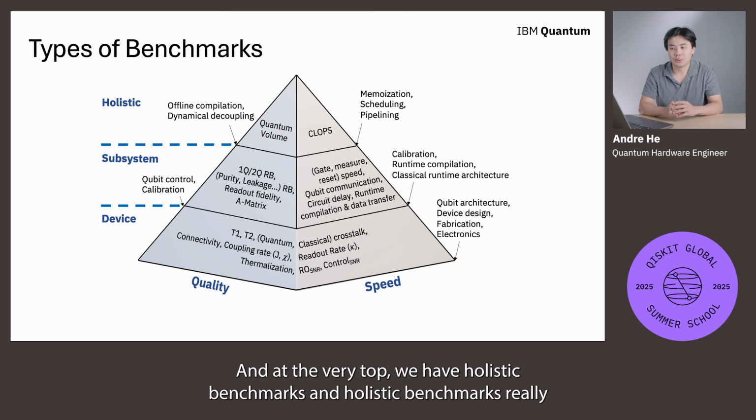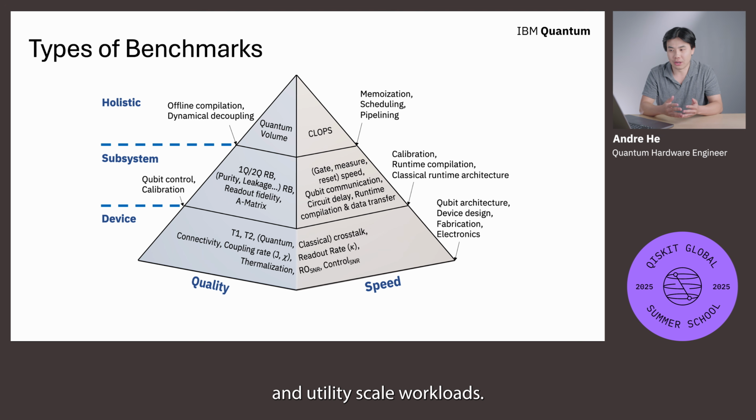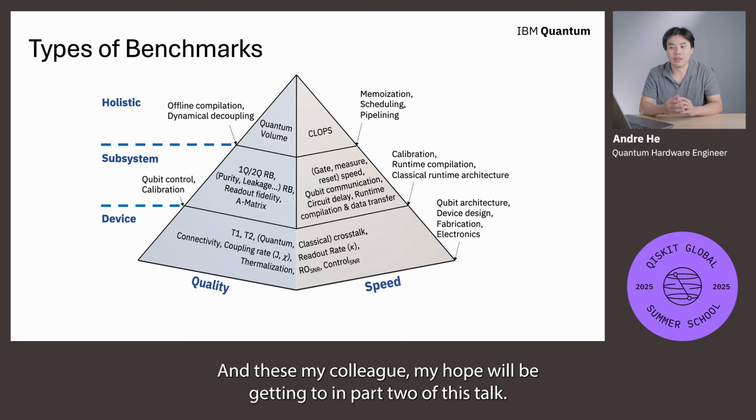And at the very top, we have holistic benchmarks. Holistic benchmarks really give us an idea of how our quantum computers perform with large workloads and utility scale workloads. So for example, these include things like quantum volume, CLOPS, and layer fidelity. And these, my colleague Majo will be getting to in part 2 of this talk.